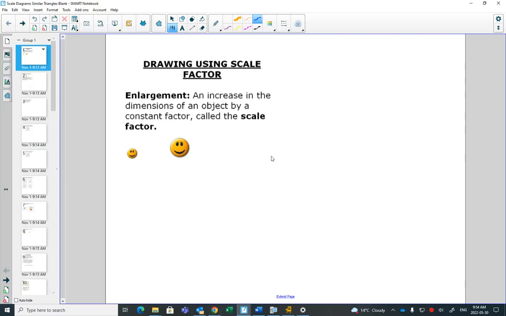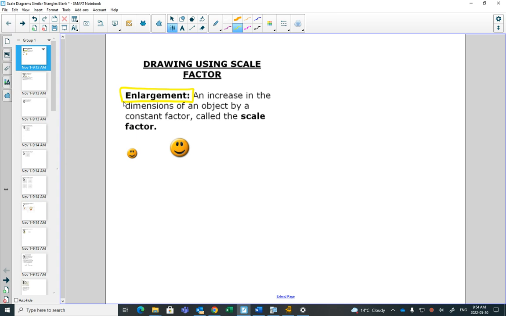So here's our first definition. An enlargement. That's when you take an object and you increase all the dimensions by a certain amount. The certain amount that you increase them by would be the scale factor.